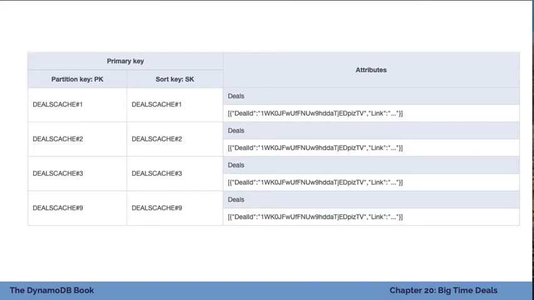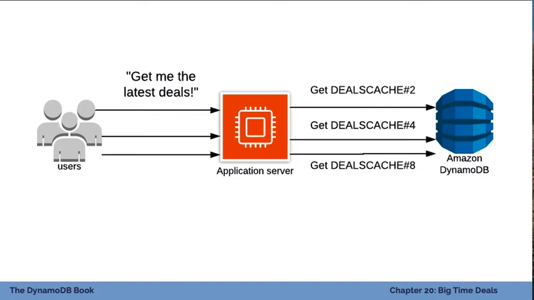And what you can do is you can replicate this out as many times as you want. So if you wanted to make 10 or 50 or 100 copies of this data, you can do that. You make 50 or 100 items in DynamoDB. And now when a read comes in, we're going to split that across all those items.